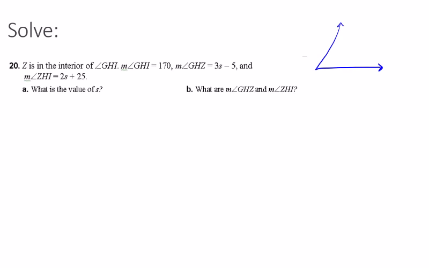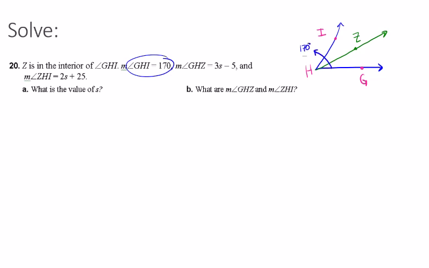All right, so I have angle GHI. Remember, H is the vertex. And then I have G and I. And then Z is on the interior, so somewhere I have Z. Okay, and so I can make ray HZ. Okay, so then let's fill in these values. So GHI is 170, so this angle here is 170.